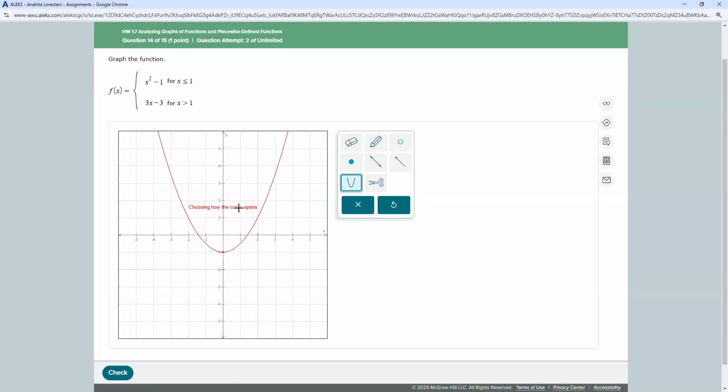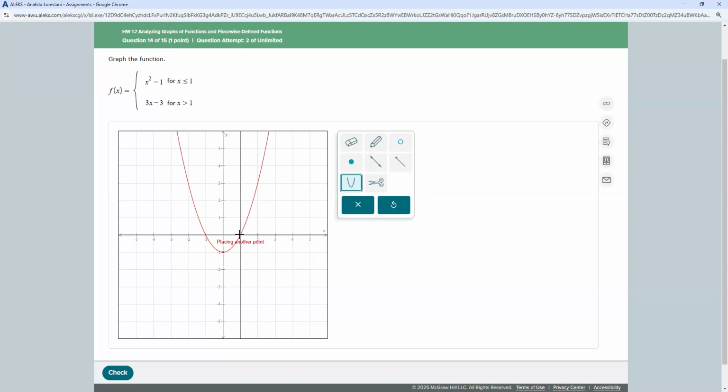Then it says choose how the curve opens. It opens up. So then you click above the vertex so the graph stays upward. Then I want to cut part of this graph. So to cut the part of the graph, I need another point.